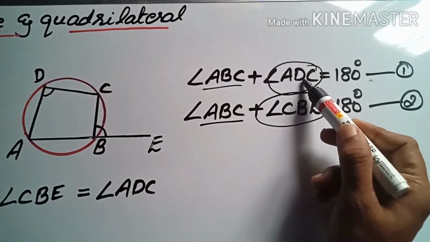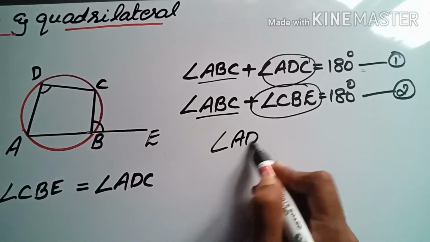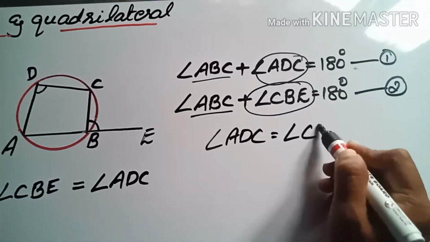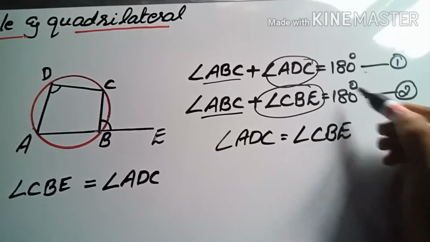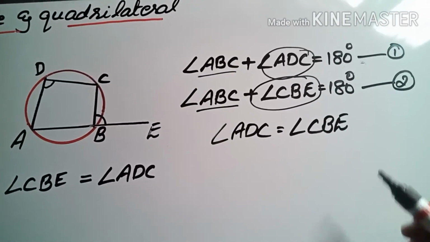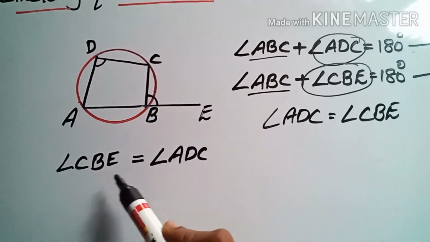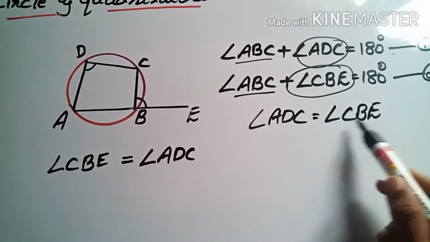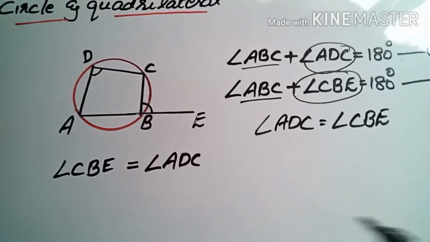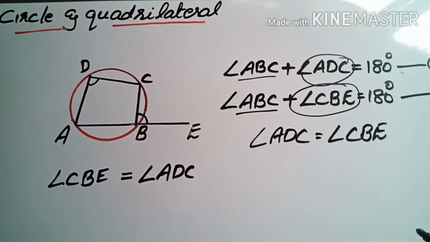That is, angle ADC will be equal to what? Angle CBE. Then only the answer will be 180 degrees. Same we have proved here. Angle CBE equal to angle ADC. So this is the proof.